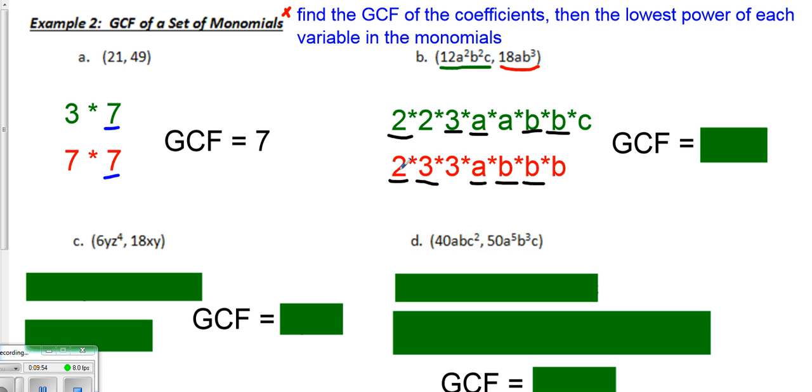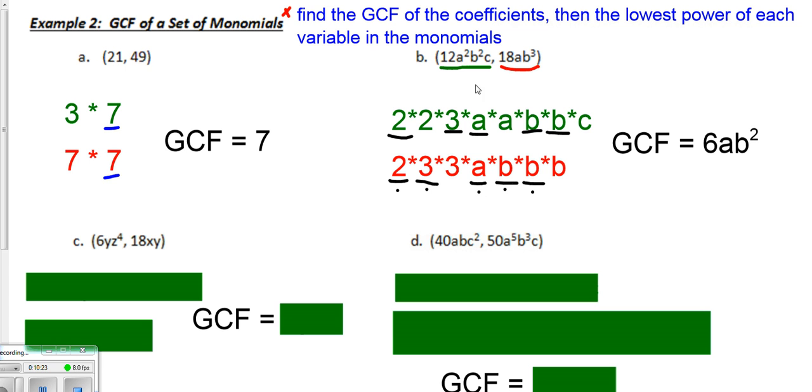So now we need to multiply all of these pieces together to find our greatest common factor. So 2 times 3 is 6, times A is 6A, and B times B would be B squared. So our greatest common factor is 6AB squared. The 6 came from the 2 and the 3. AB squared: A, B, B. Now, this is again the long way to do it.